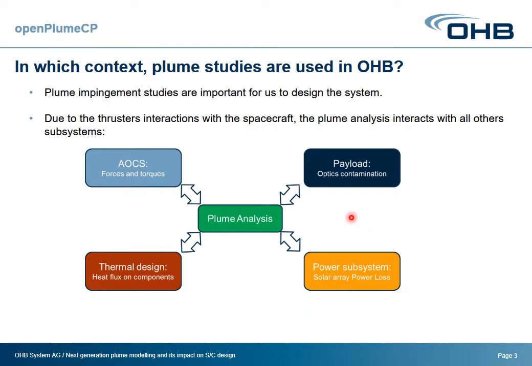We can also induce power loss on the solar panels, for example, due to the droplets distribution on the solar cells. And if we have a payload such as antennas or optics like a telescope for an exploration mission, then you can also have plume impingement. So as you can see, it's not only modeling the rarefied gas plume completely separated from the rest, but it has quite important impacts on the other parts of the subsystems of the satellite.